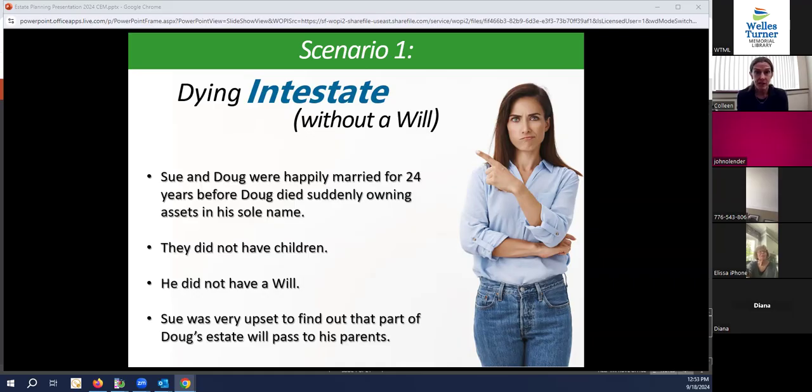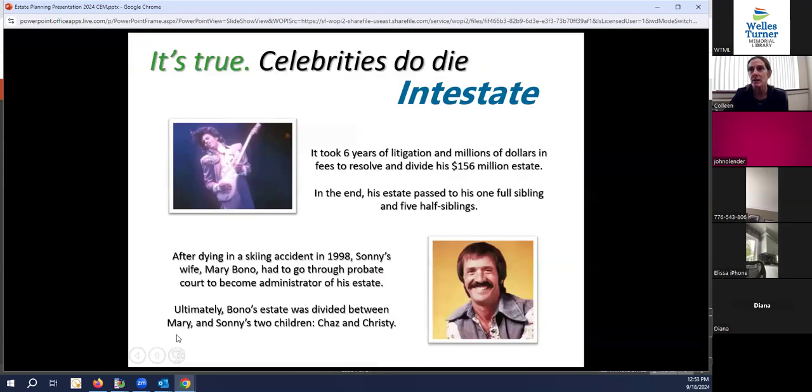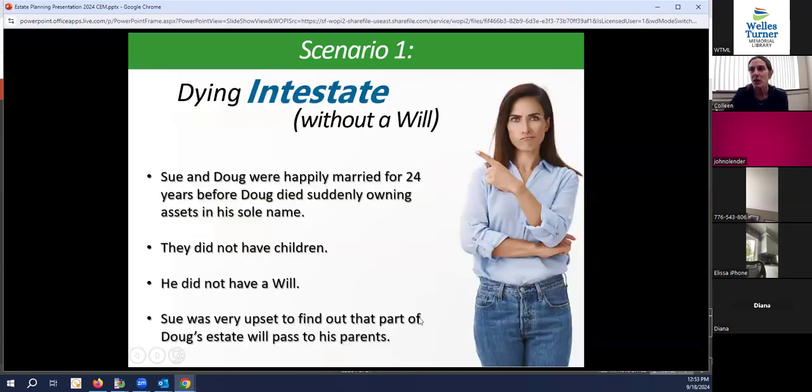Part of the estate would potentially go to Doug's parents. If they don't have children, part of your estate could go to your parents. So it's not exactly what people would expect. I thought we had a slide saying specifically what happens, but it doesn't, so I will tell you. The first $100,000 would go to Sue. After that, 75% of the assets would go to Sue, and 25% would go to Doug's parents, which is interesting.